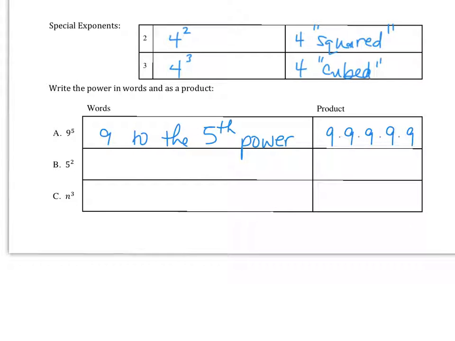And earlier, Alex helped us out, we said that we would take the 9 and multiply it by itself 5 times. Those were the words that we used. And so now all you're going to do is show that, okay? All right, see if you can do the other 2 on your own.